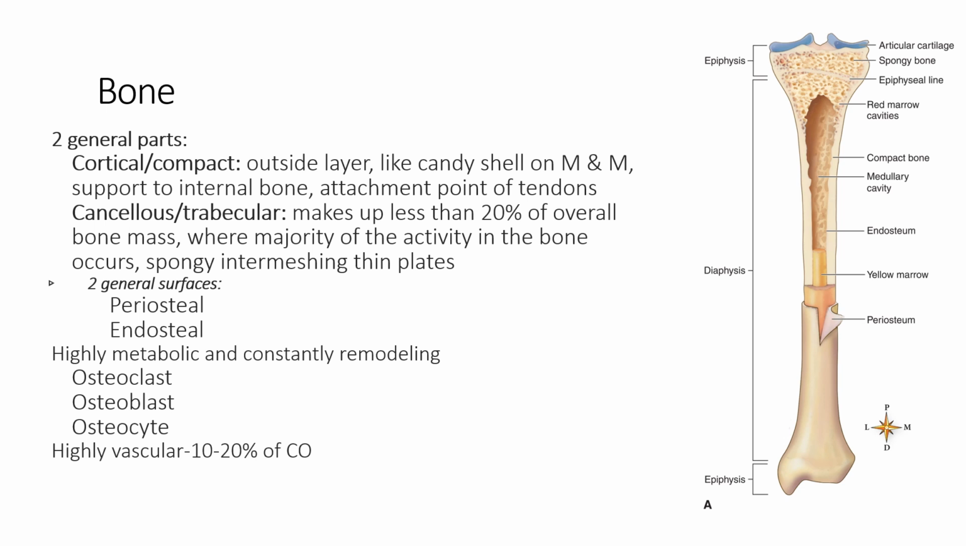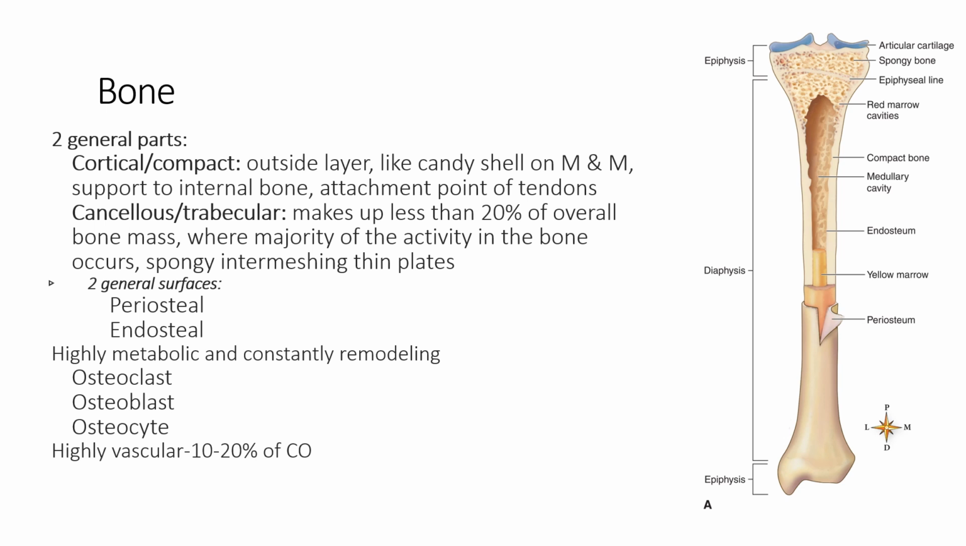Bone metabolism and cells. So bones are highly metabolic and remodeling. Bone tissue undergoes continuous remodeling throughout life, involving bone resorption and formation. Osteoclasts are cells responsible for bone resorption, the breaking down of the bone tissue. Osteoblasts are cells responsible for bone formation, synthesizing new bone tissue. Osteocytes are mature bone cells derived from osteoblasts, embedded in the bone matrix, involved in maintaining bone health and metabolism.